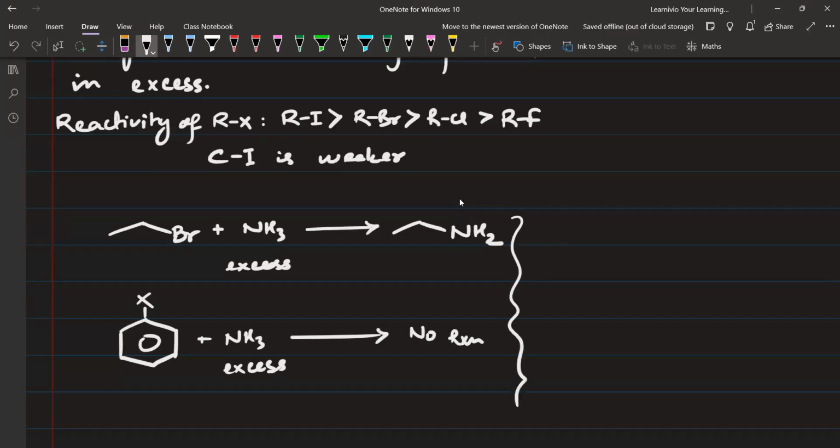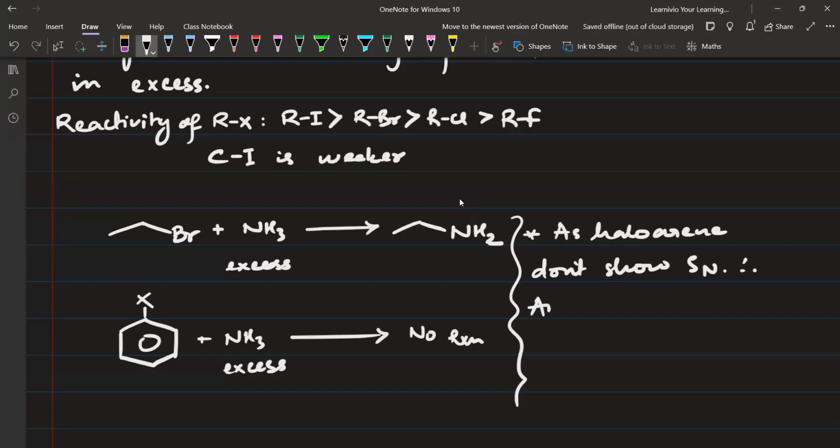तो एक और पॉइंट भी आ जाएगा: as haloarenes don't show SN, therefore aniline cannot be formed by this method.